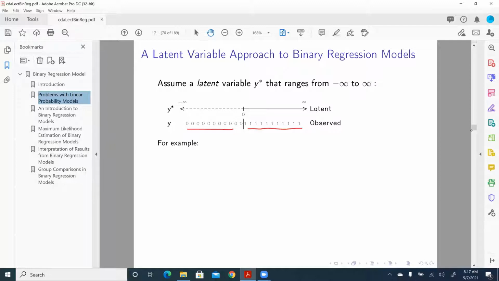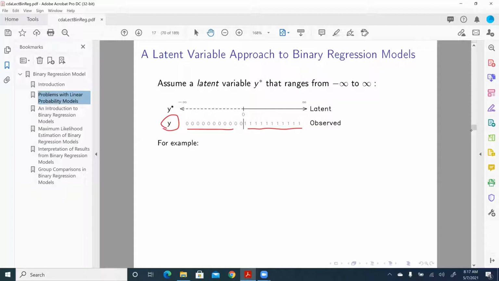Sometimes we can reverse failure with success. So it doesn't matter how we code it, what we coded as 0, what we coded as 1. And if we reverse it, the results are mathematically equivalent. So here we have observed a binary variable y, right? And we observed two states for the observed y.